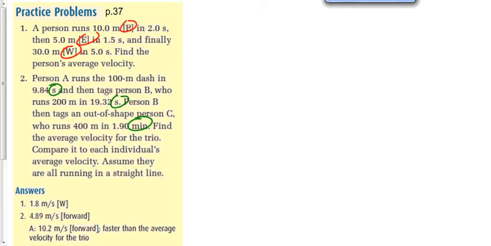Okay, let's have a look up here at question number two, guys. Person A runs a 100-meter dash in 9.84 seconds. That used to be the world record, right? It's not anymore. Usain Bolt has far surpassed that in the last several years. What's the world record now? 9.59, actually. Yeah, 9.59. He crushed his own world record, which I think was 9.69 or 9.72 before that. He's unbelievable.